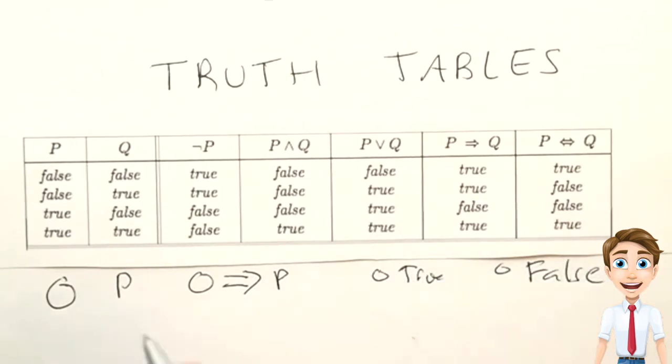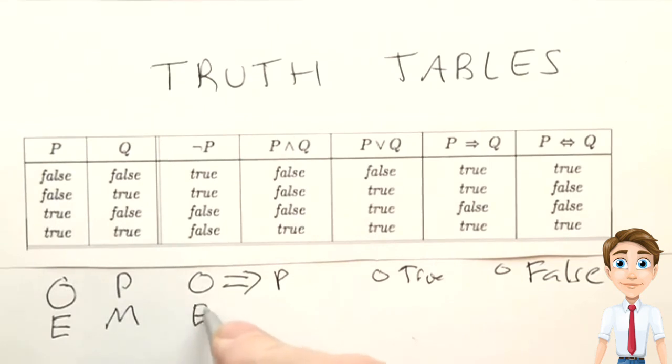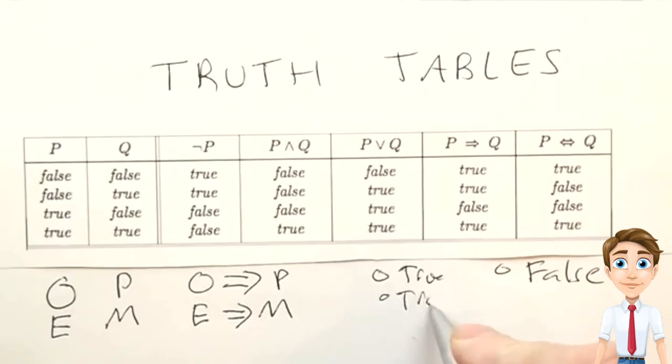And let's look at one more example. If E is the proposition that 5 is an even number, and M is the proposition that Moscow is the capital of France, what about E implies M? 5 is an even number implies Moscow is the capital of France. Is that true or false?